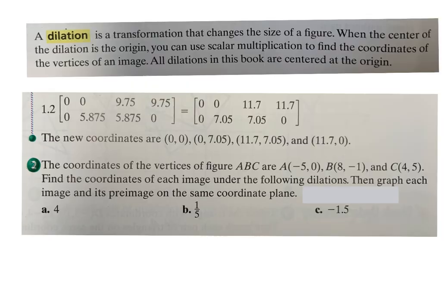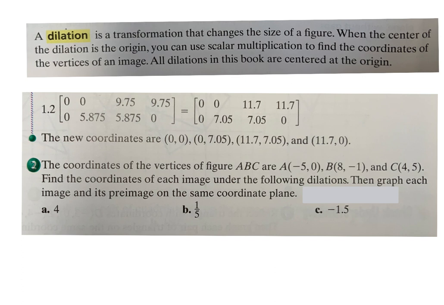It says a dilation is a transformation that changes the size of a figure. The translation does not, it slides it around. A dilation is a transformation that does change the size of the figure. When the center of the dilation is the origin, you can use scalar multiplication to find the coordinates of the vertices of an image. All dilations in the book are centered at the origin, so you can assume that your dilations are at the origin.